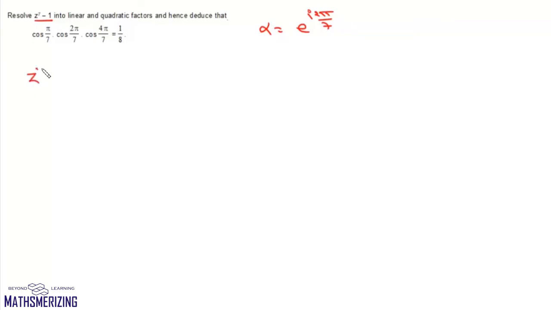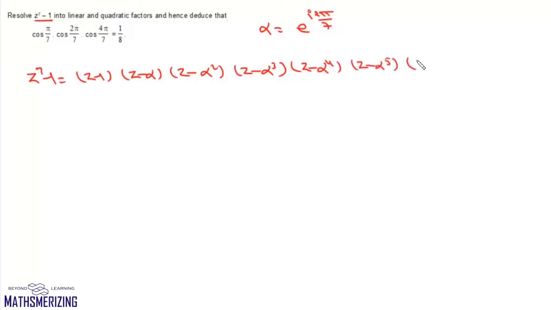Now we can write z to the power 7 minus 1 as (z minus 1)(z minus alpha)(z minus alpha square)(z minus alpha cube)(z minus alpha to the power 4)(z minus alpha to the power 5)(z minus alpha to the power 6). Alpha to the power 6 is alpha bar, alpha to the power 5 is alpha bar square, and alpha to the power 4 is alpha bar cube.